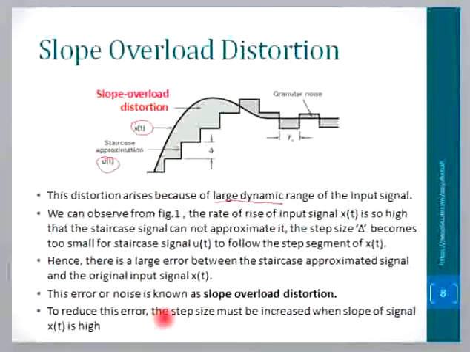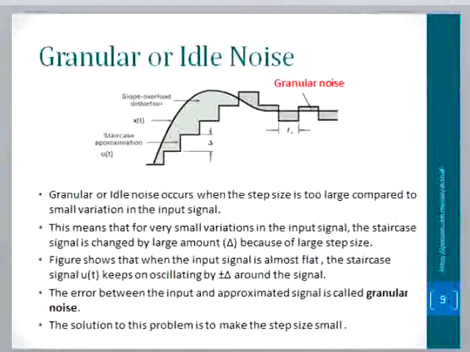To reduce this error, the step size must be increased when the slope of the signal at t is high. So the solution is to increase the step size. And the second noise is granular or idle noise. Granular or idle noise occurs when the step size is too large compared to the small variation in the input signal.